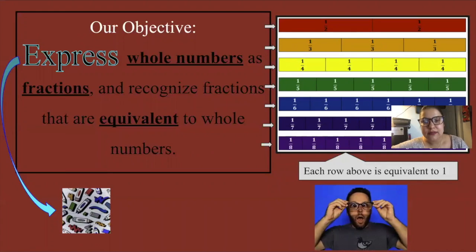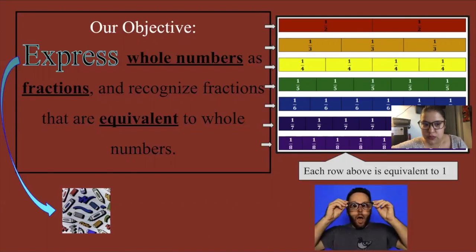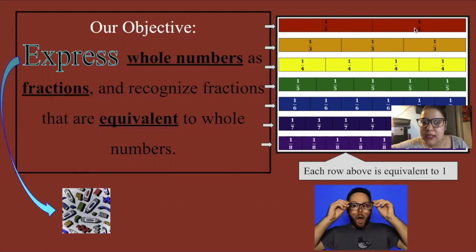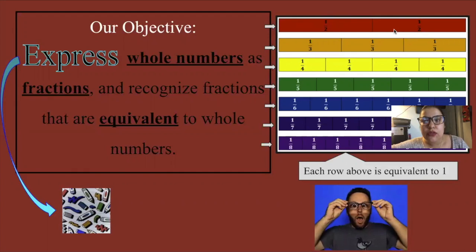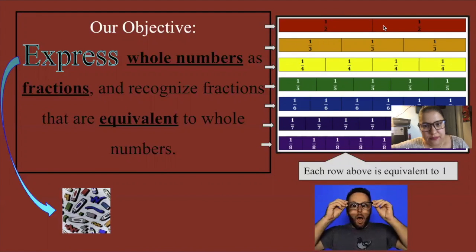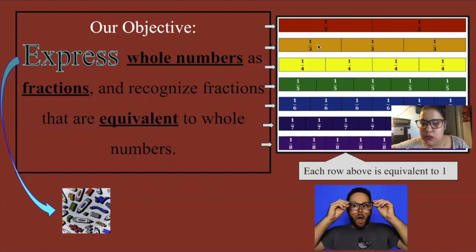Our objective as a class is going to be to express whole numbers as fractions. We're going to recognize fractions equivalent to whole numbers. So if you were here last time, you remembered me talking about how every single one of these lines is equal to 1, even though they're divided into different parts. For example, this red one over here at the top is one whole number, but is divided into 1/2 and 1/2. The orange one is divided into 3 parts, 1/3, 1/3, 1/3.